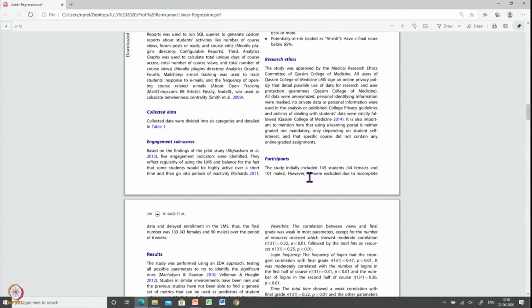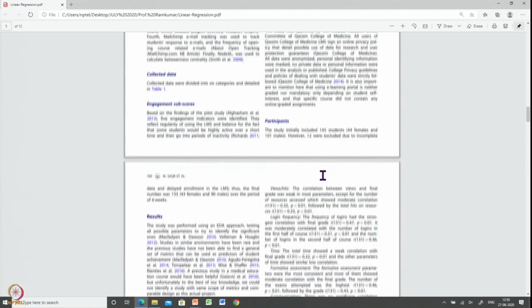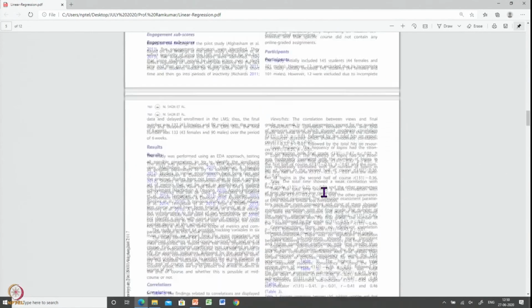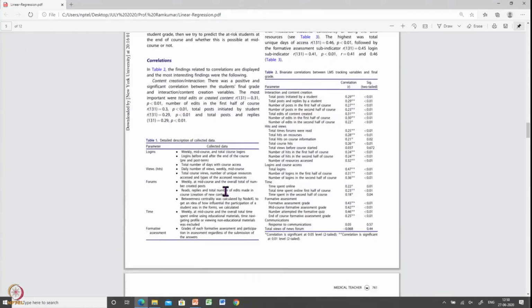So, there are 145 students, however much of the data is excluded, so they have only 133 students over a period of 6 weeks. So, what data are they collecting? The data they collected is from a blended learning approach, that is, they use MOOC and classroom.